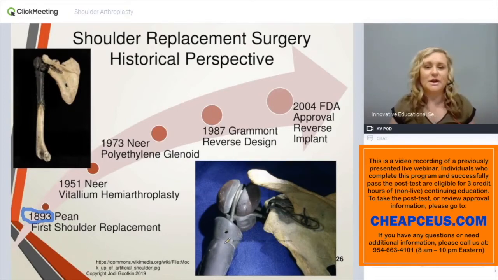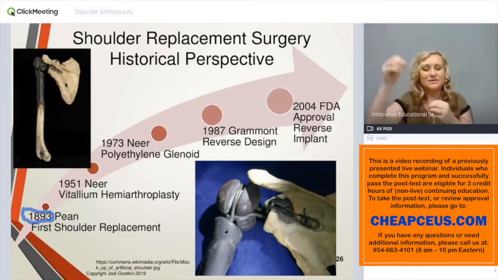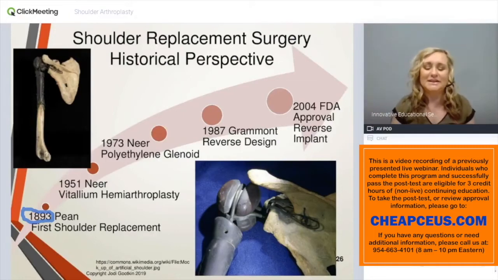This is an actual picture of the prosthetic components. They used a hard rubber head. They used horse hairs in order to reattach the different tendons. And they were actually able to restore function of this individual and decrease their pain.